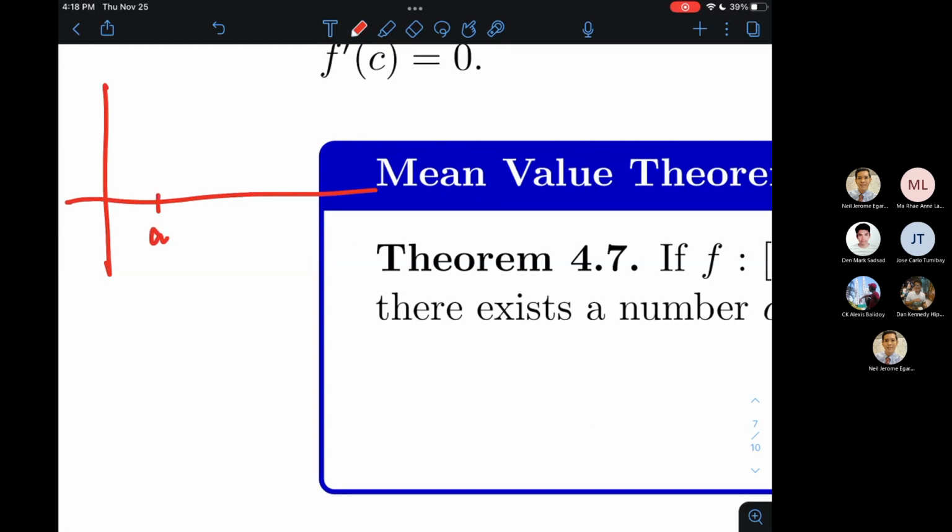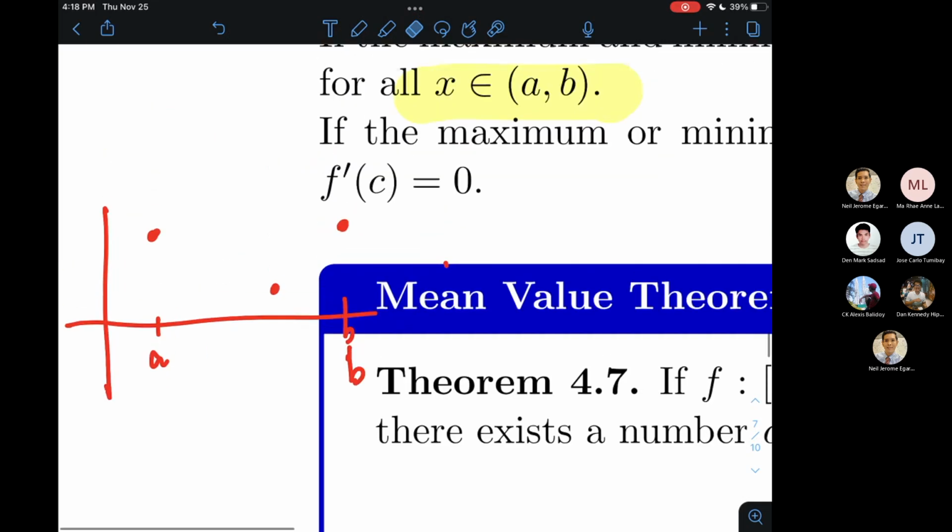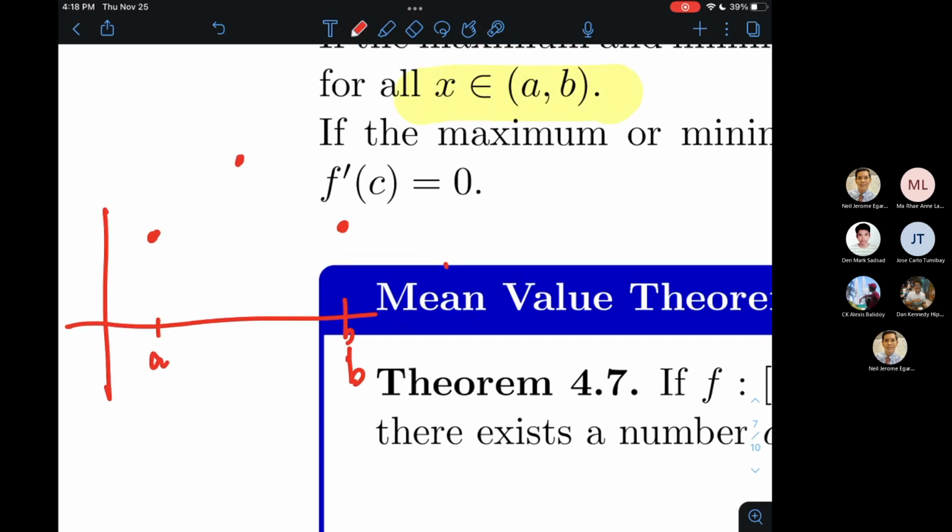Okay, A, B, posibleng nandito yung maximum, pero yung minimum dapat pala smooth, no? Walang sudden turn. Pero yung minimum nag-occur in a point other than the endpoints. Or pwede rin naman na maximum yung nag-occur sa isang point outside that interval, outside the endpoint. So pwedeng ganito rin yung itsura ng graph.